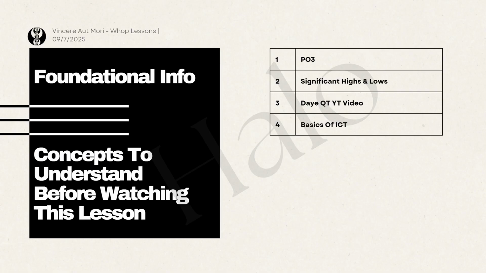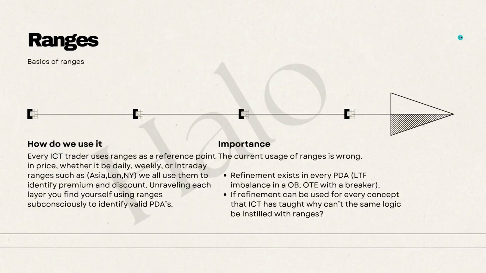You should already have a full understanding of all four topics listed here. So, ranges. The basics of ranges. How do we use them? Every ICT trader uses ranges as a reference point in price, whether it be daily, weekly, or intraday ranges such as Asia, London, and New York. We all use them to identify premium and discount. Unraveling each layer, you find yourself using ranges subconsciously to identify valid PDAs.